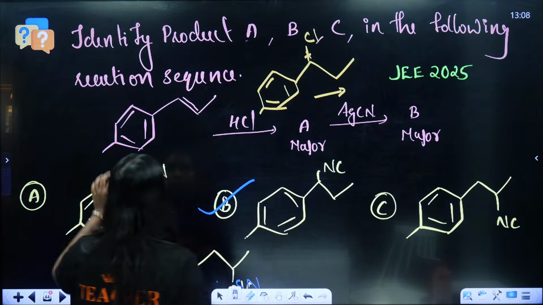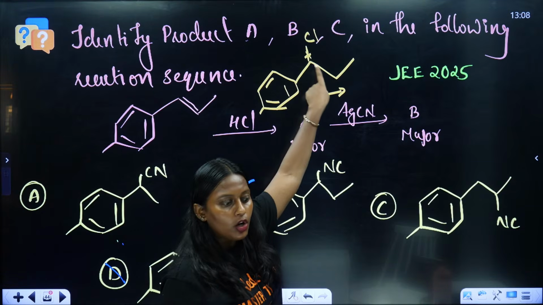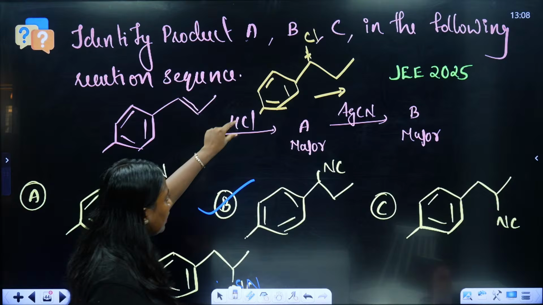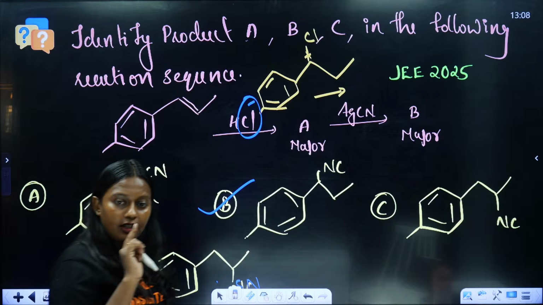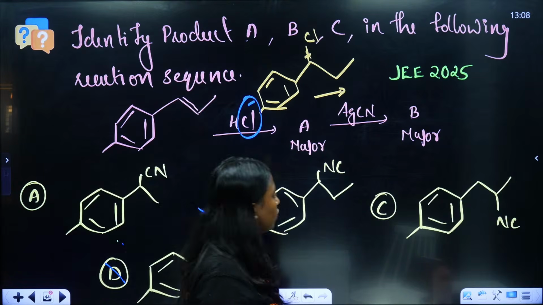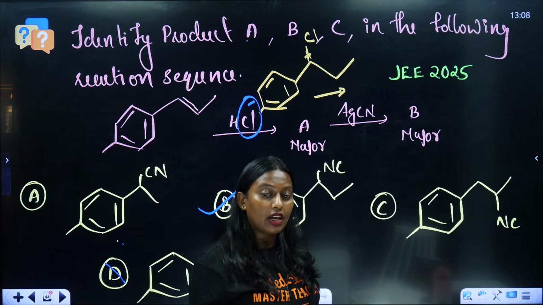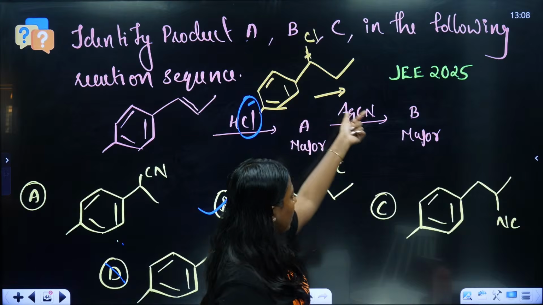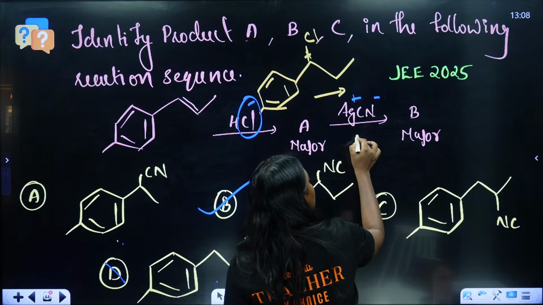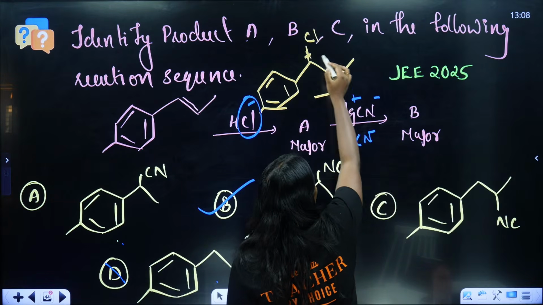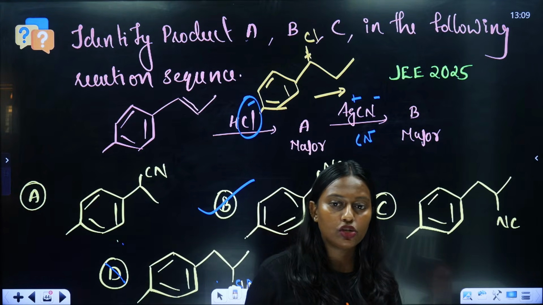So here, first if you are reacting with HCl, this double bond will break and a carbocation will form. Cl minus is there, so Cl minus will attach to that carbocation. So we know the second step, AgCN is there. If that product reacts with AgCN, what will happen? Ag plus and CN minus form. Then the nitrogen of CN minus directly replaces the chlorine. Clear? It is also an SN2 reaction.